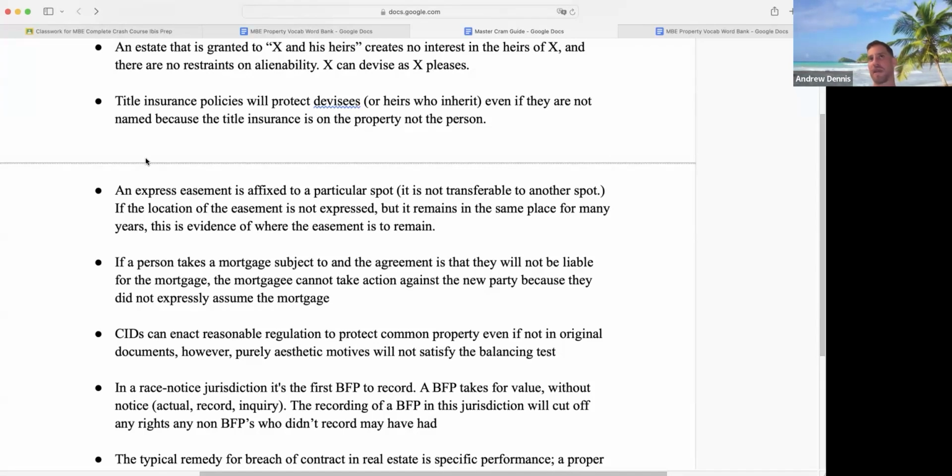And if the surety pays, then the surety can seek reimbursement from the primarily liable party.